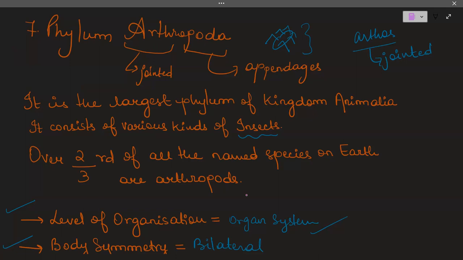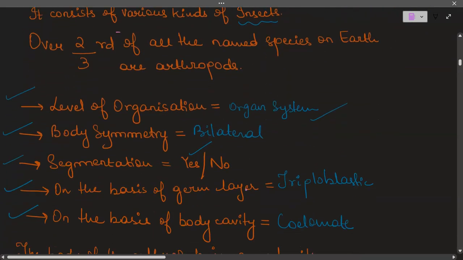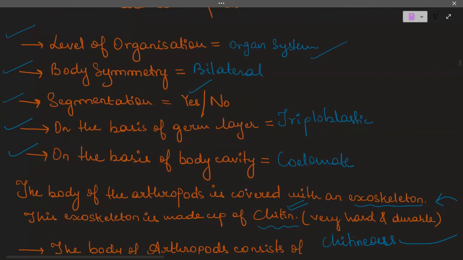All the insects are a part of this phylum. Arthros means jointed. Poda means the legs, the appendages. So Arthropoda, in which the legs are jointed. Over two-thirds of all the named species on the earth are arthropods. So imagine. Now, the level of organization is organ system level.